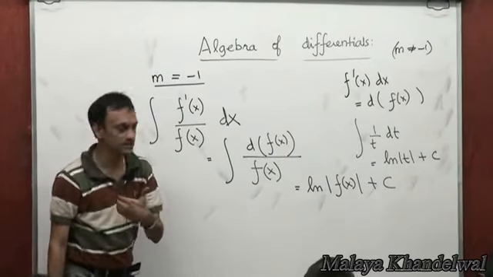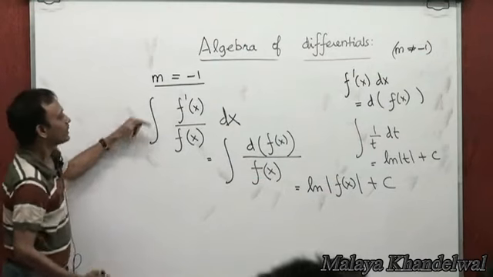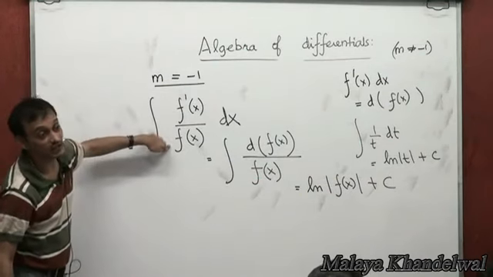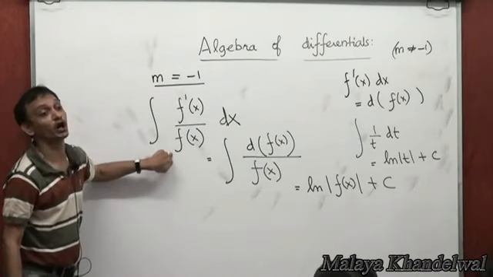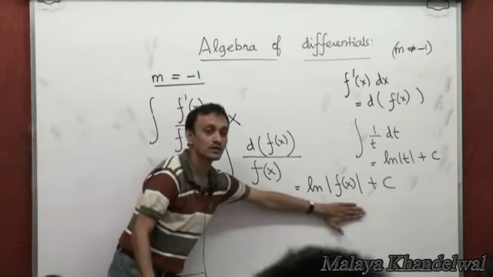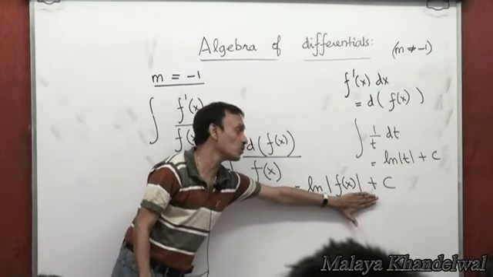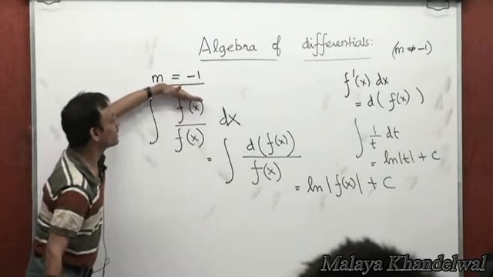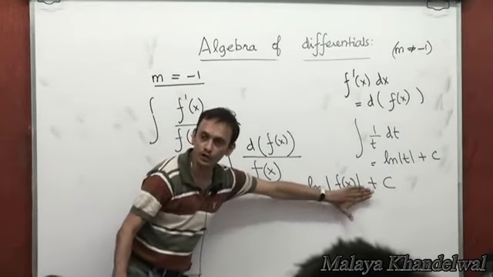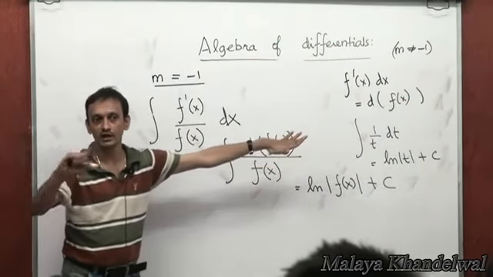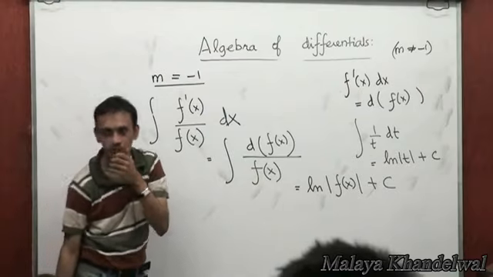T here is f x. So each time you encounter an integral in which the numerator is the derivative of the denominator, then close your eyes and write the integral as log mod denominator. Numerator, the derivative of the denominator, then the integral is going to be log mod denominator. Right? Clear?